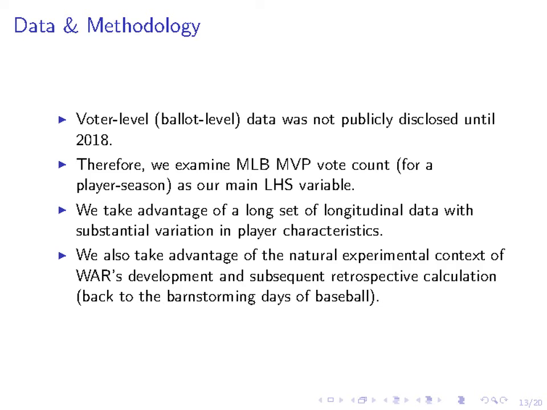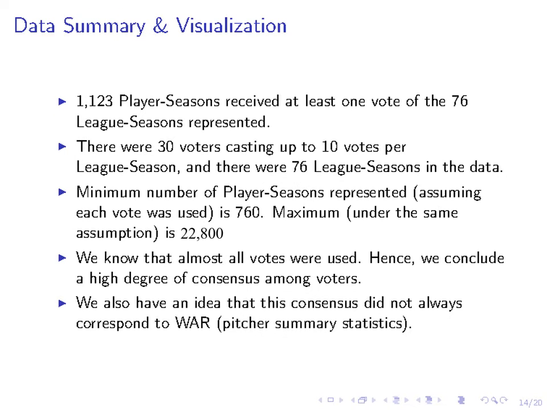We take advantage of a long set of longitudinal data with substantial variation in player characteristics. We also take advantage of the natural experimental context of WAR's development and subsequent retrospective calculation back to the barnstorming days of baseball. Within our data, we have 1,123 player seasons that received at least one vote in an MVP race. There were 30 voters casting up to 10 votes per league season, and there were 76 league seasons in the data. So the minimum number of player seasons represented is 760.